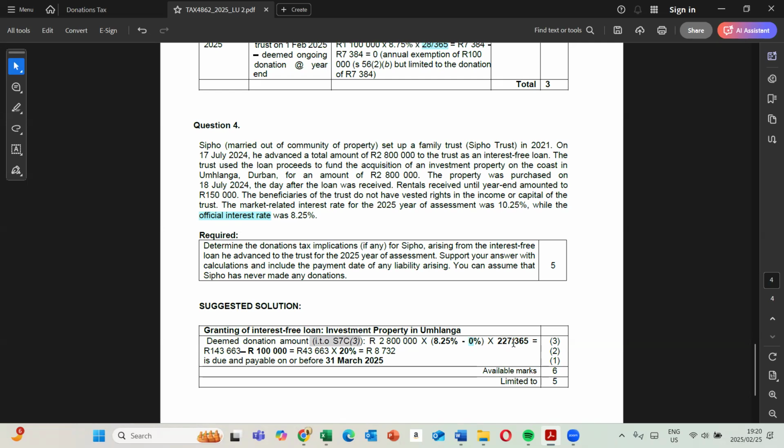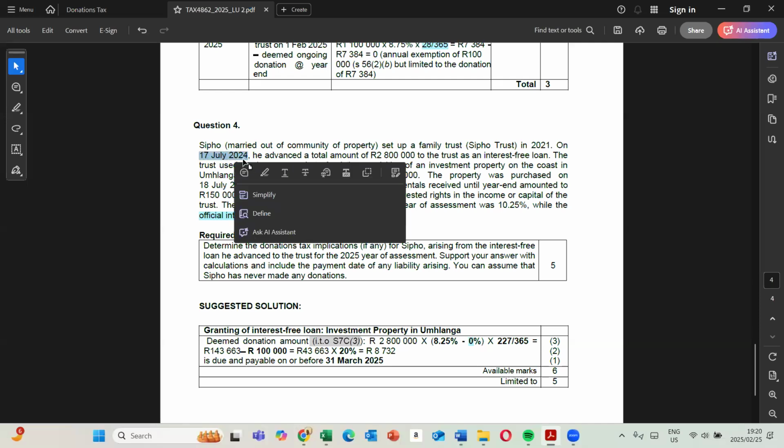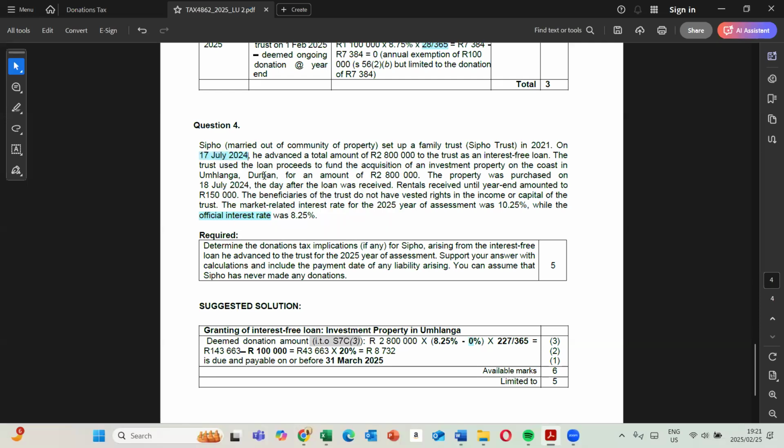Times what? Where's 227 coming from? 227 is coming from the day Sipho gave the loan to this trust. On 17 July, Sipho advanced this amount to the trust. So in regards to this, we now need to calculate how many days there are from 17 July 2024 up until 20th February 2025.